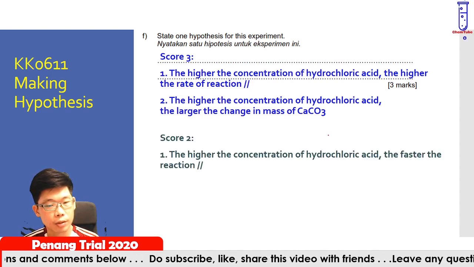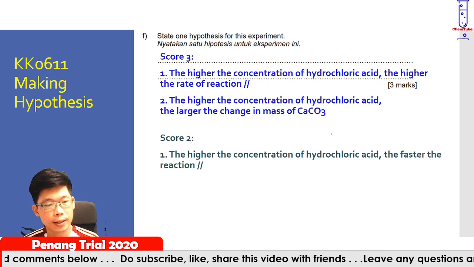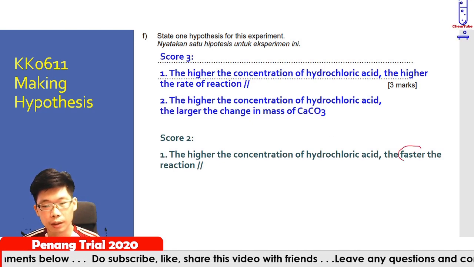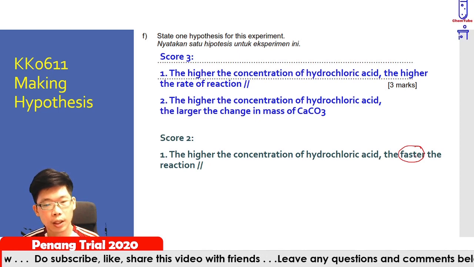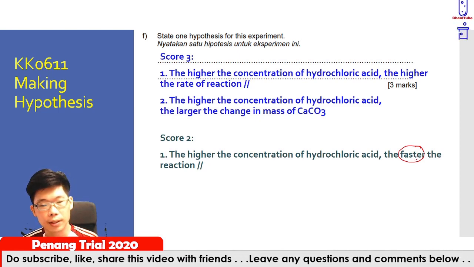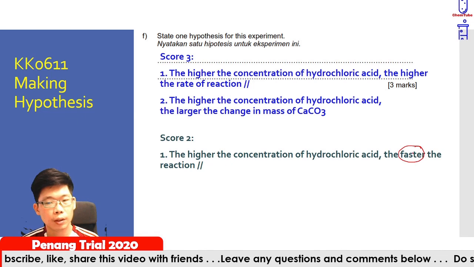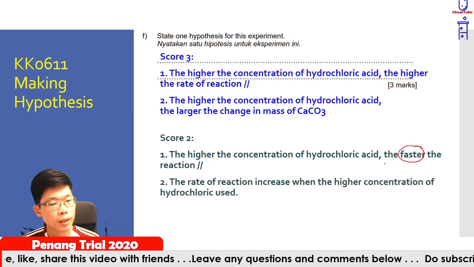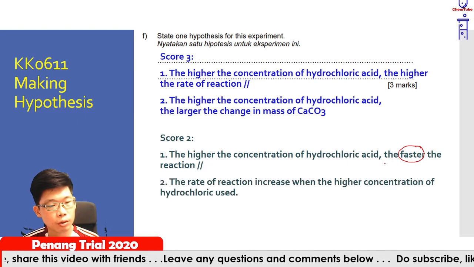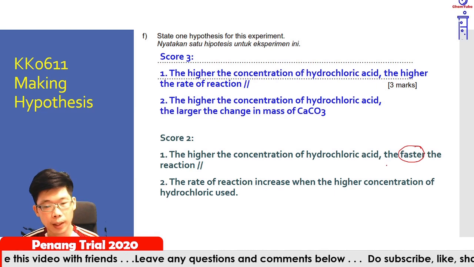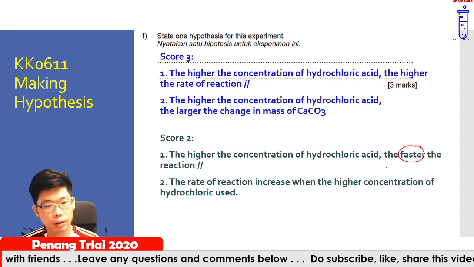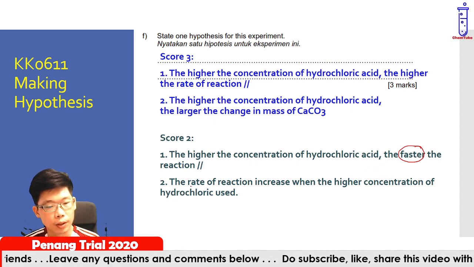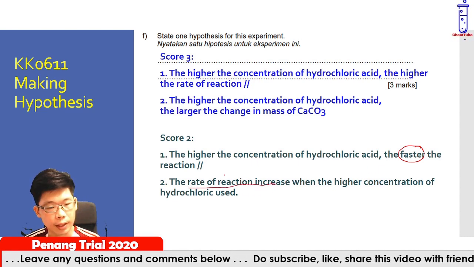The higher the concentration of hydrochloric acid, the faster the rate of reaction. So you must relate it to the rate of reaction, or sometimes the student will write the faster the rate of reaction. Also get score 2 only. Another one, score 2, the rate of reaction increases when the higher concentration of hydrochloric acid is used. Okay, so rate of reaction is the RV.